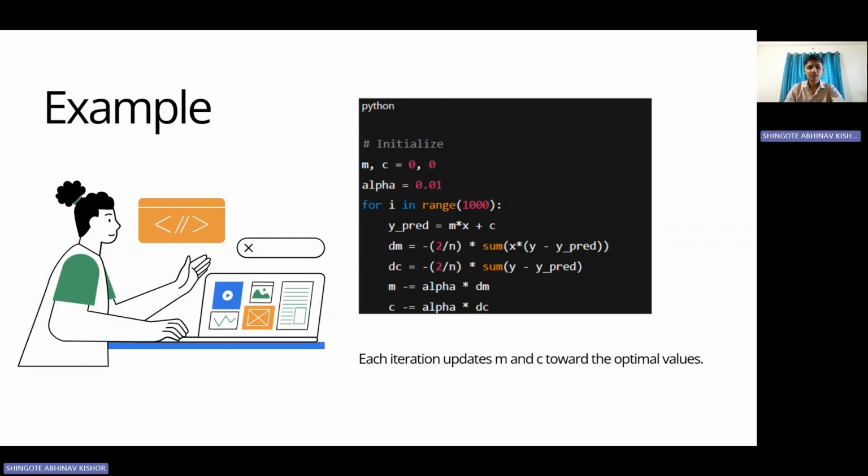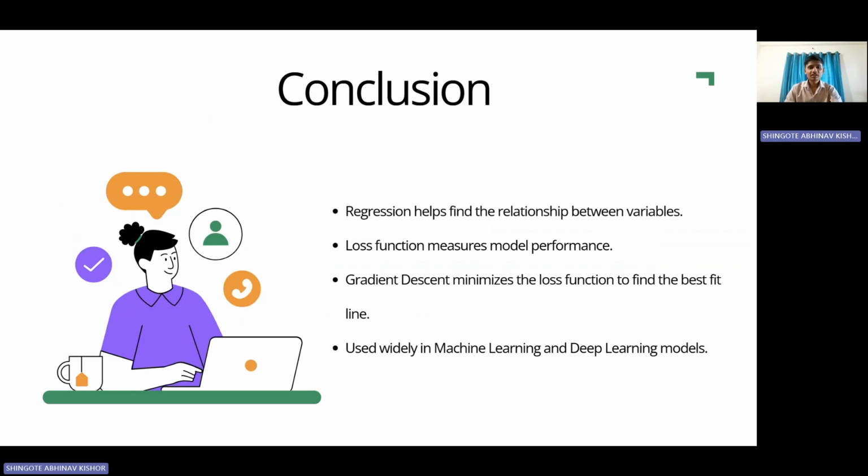Next slide is the conclusion. Regression helps us understand the relationship between the variables. The loss function measures how accurate our predictions are. Gradient descent is an optimization technique that minimizes the loss function by updating parameters step by step. Finally, when the loss is minimum, we obtain the best fit line that gives the most accurate predictions.